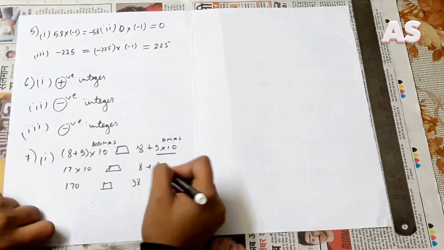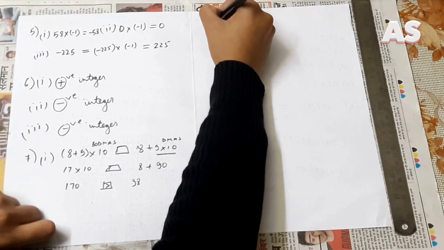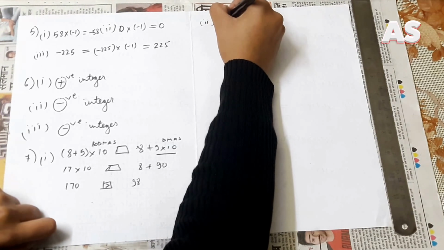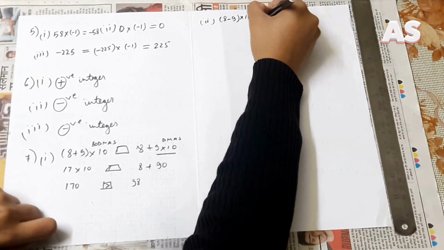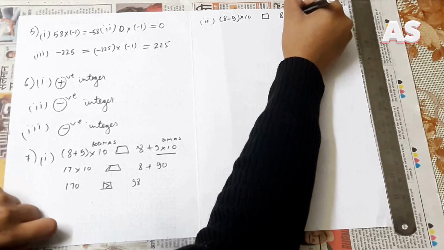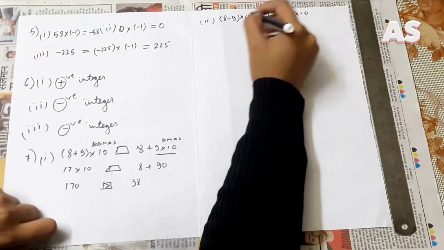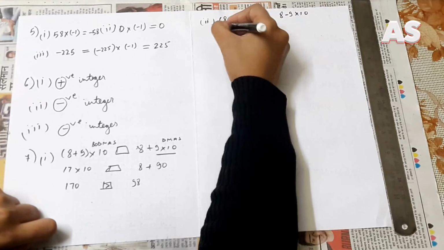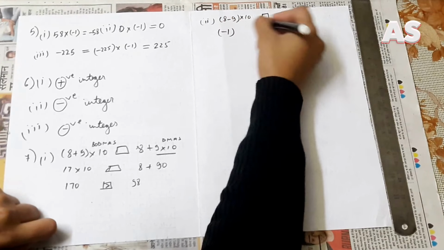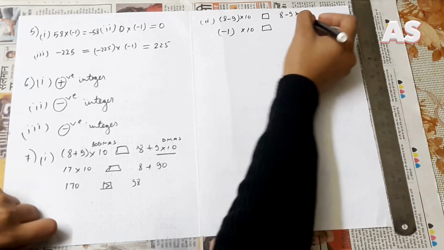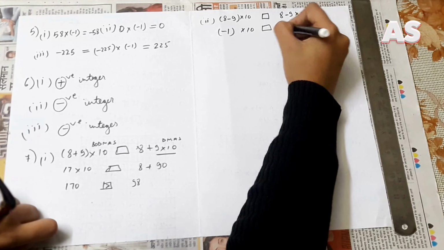So which is greater, 170 or 98? 170. Now the second part, 8 minus 9 into 10 and 8 minus 9 into 10. Here also we have to use BODMAS in the first one because we have brackets, and in the second we have no brackets. So 8 minus 9 we'll do first. So 8 minus 9 would be minus 1 into 10. Now 9 into 10 would be 90 minus 8.